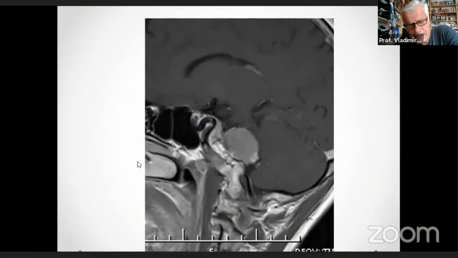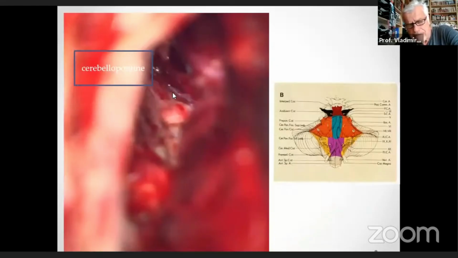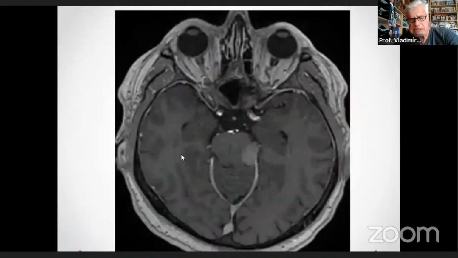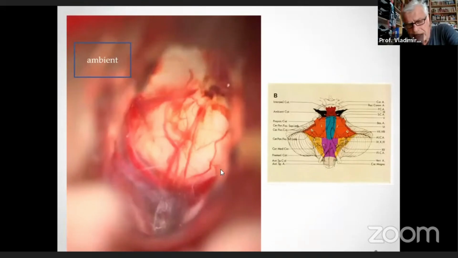This is the more medially located tumor, and you get into the cerebellopontine cistern, even into the pontine cistern. This is the sixth nerve, and there are only strands of arachnoid which really are preserved, and the dissection against the brainstem was much more difficult than in the previous case. Ambient cistern meningioma, and you see that after the surgery we were only in the ambient cistern, nowhere else. This is the wall of the cerebellopontine cistern, which is preserved.